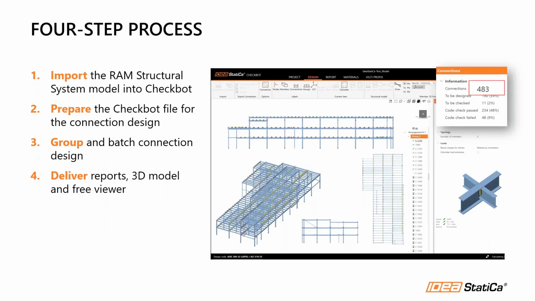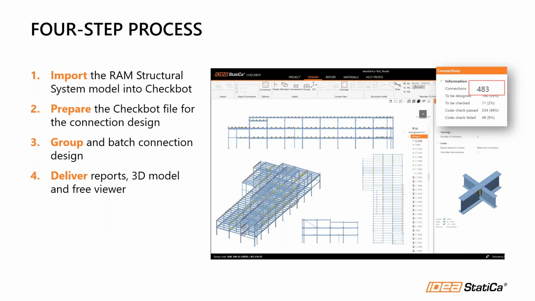I will follow the 4-step process during the demonstration. And for NDA reasons, today I am only using a general example of a building structure that has more than 400 connections. Okay, so this 4-step process: first step, import the structural system model into Checkbot.